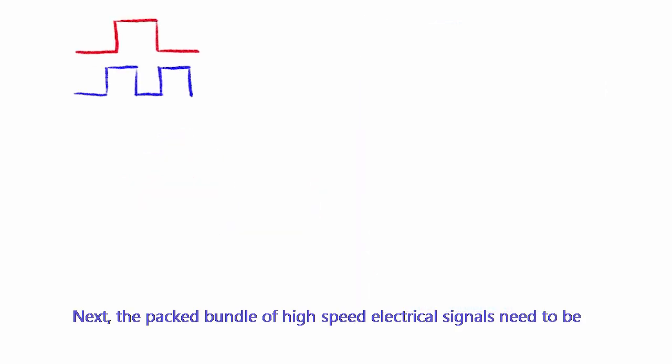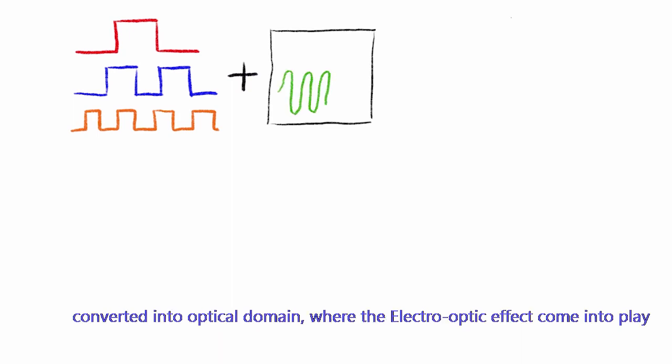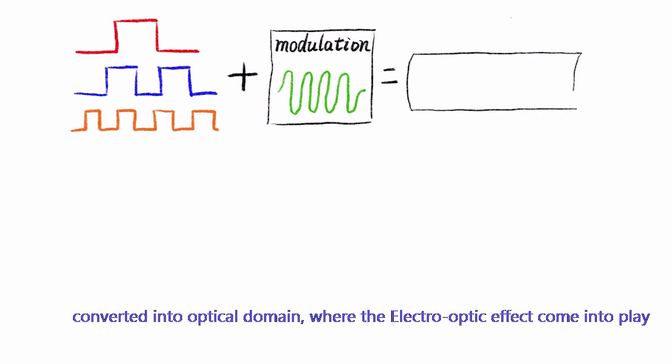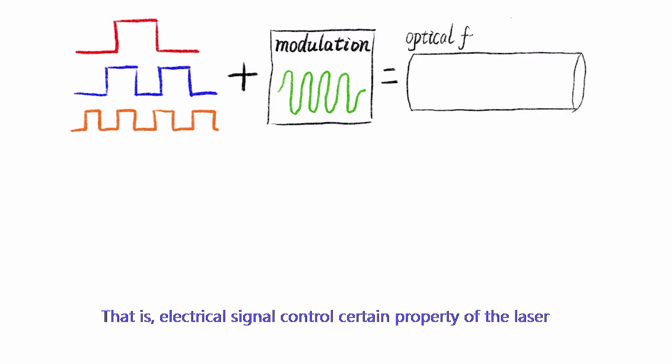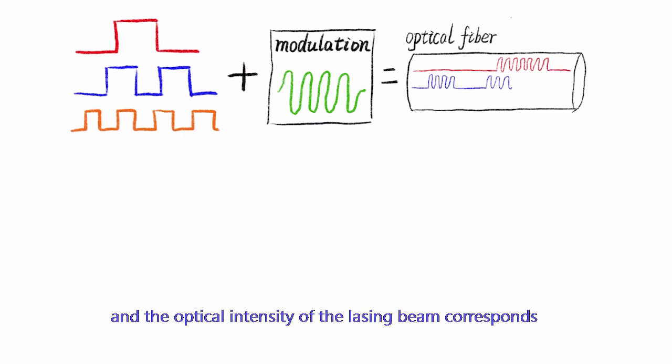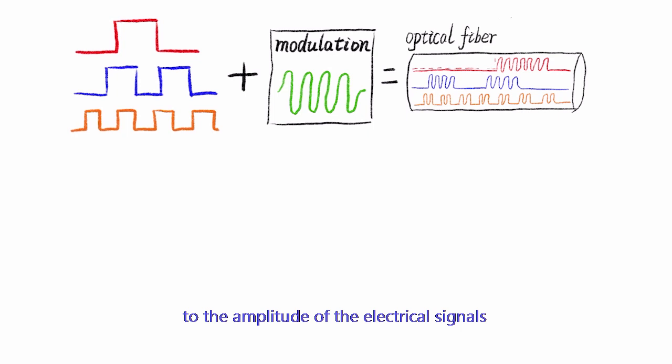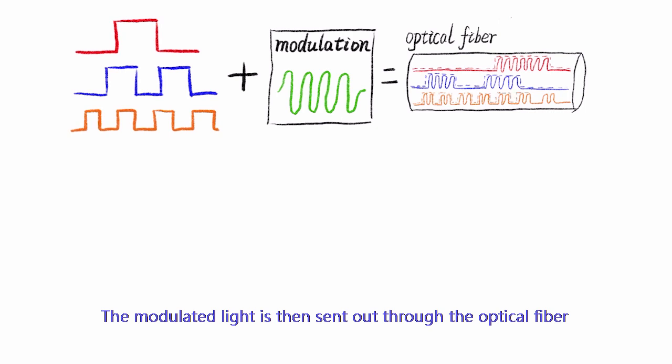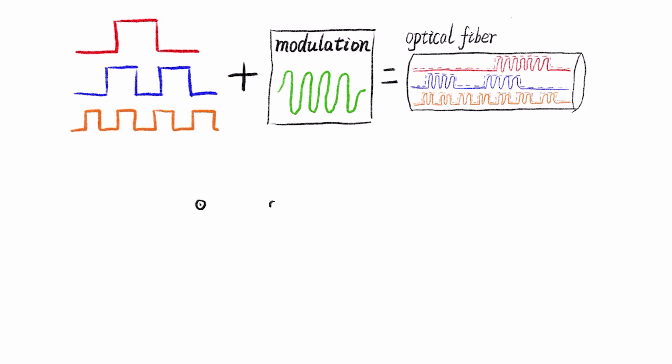Next, the packed bundle of high-speed electrical signals needs to be converted into the optical domain, where the electro-optic effect comes into play. That is, electrical signals control a certain property of the laser, and the optical intensity of the laser beam corresponds to the amplitude of the electrical signals. This process is often referred to as modulation. The modulated light is then sent out through the optical fiber.